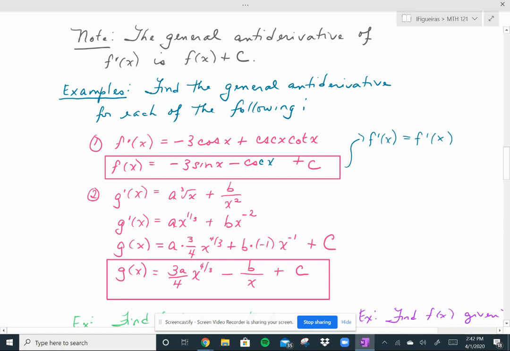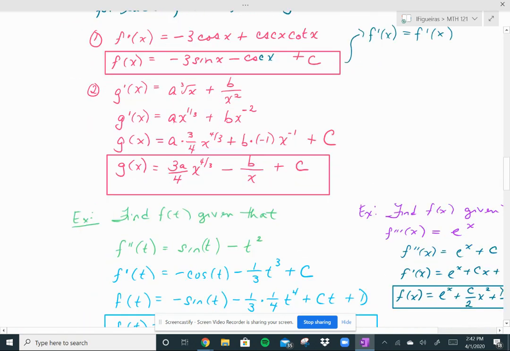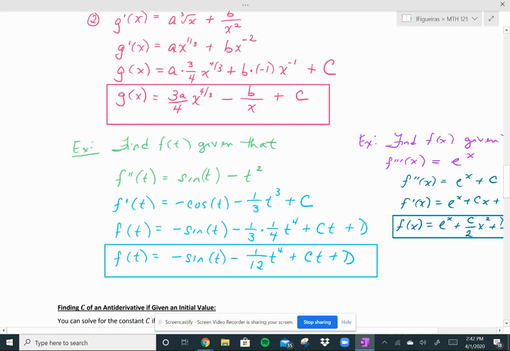Okay, so let's do another. On the left here, we want to find f of t given that f double prime of t is equal to sine of t minus t squared. So this time I've given you the second derivative and we need to find the original function. That means I'm going to have to take the antiderivative twice. So from this line to this line, I've taken the antiderivative. The antiderivative of f double prime is f prime. So that's negative cosine of t minus 1/3 t cubed plus c.